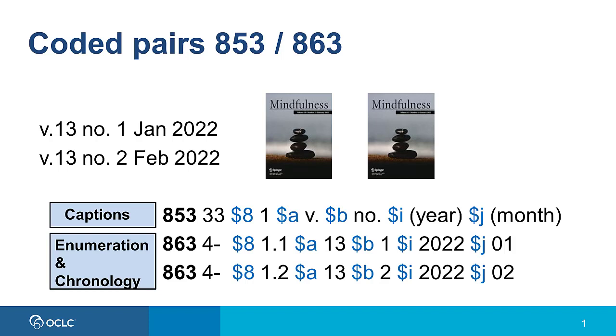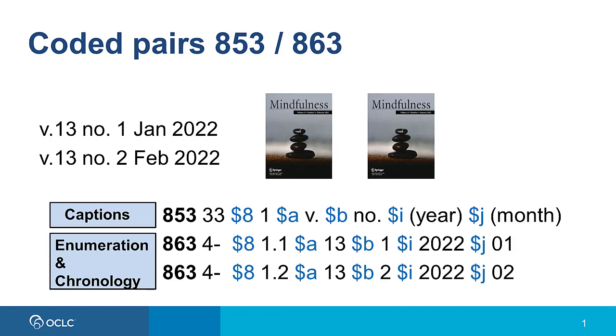863 for the enumeration and chronology, the first indicator. There's my indicator indicating this is for level 4 holdings. Subfield 8 is the linking field, so I have a 1.1 linking it back to the 853 caption. And the second one there indicates this is my first 863.